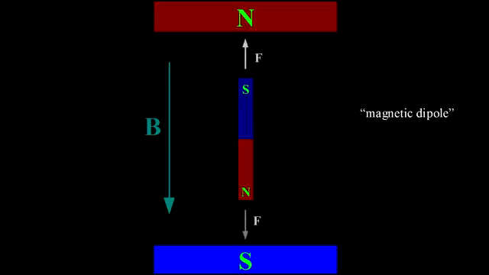Suppose we generate a magnetic field in the laboratory. We put our atomic magnet inside the field. We'll call a little north-south pole magnet like this a magnetic dipole. Opposite poles attract, so the dipole will align with the magnetic field, just like the needle of a compass.